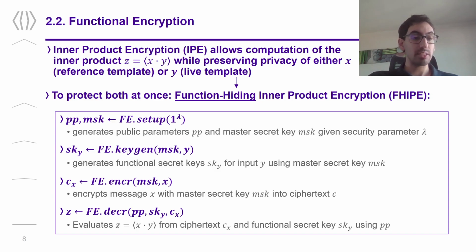Then we have the key generation, which generates functional secret keys SK_y for given inputs y using the master secret key. And in fact, thanks to the function hiding, this SK_y completely hides the information of the inputs y. Then we have the encryption step, where we use the master secret key to encrypt message x into the ciphertext C_x. And finally, we perform decryption using the functional secret keys SK_y, the ciphertext C_x, and the public parameters to, in return, obtain the evaluation in plain text of z equals x times y, the dot product.